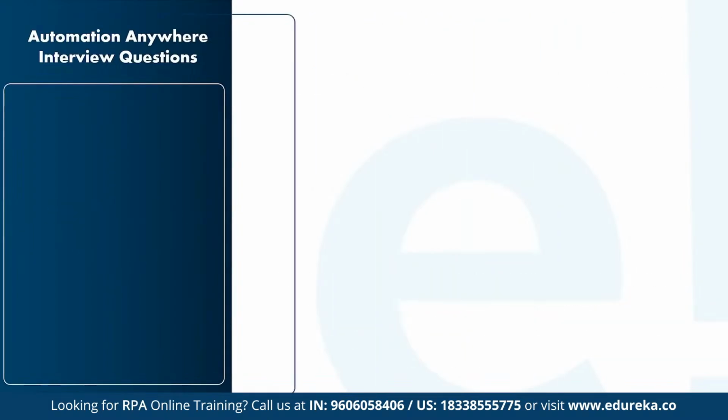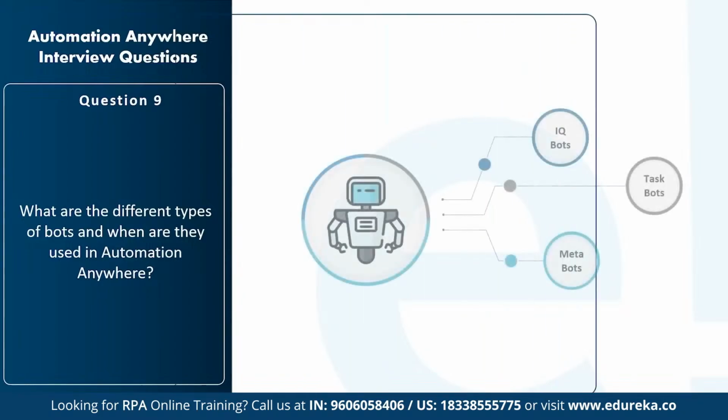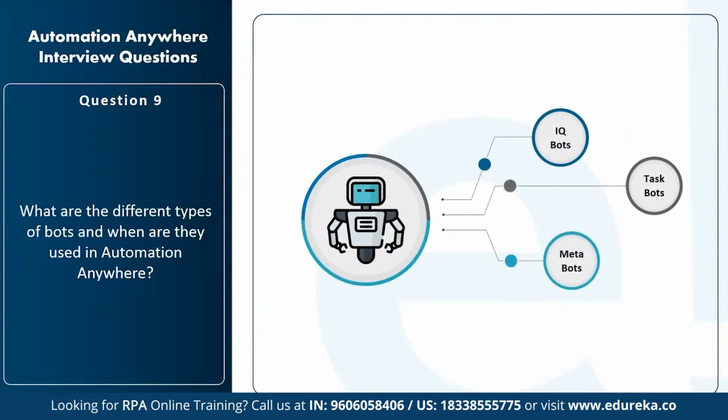Now let's move forward with our next question, that is, what are the different types of bots and when are they used in Automation Anywhere? There are mainly three different types of bots in Automation Anywhere, that is the IQ bots, the task bots, and the meta bots. Talking about the IQ bots first, the IQ bots allow the developers to add cognitive capabilities to the process. It uses cognitive capabilities to extract information from semi-structured and unstructured data and also detects patterns so that the next time the pattern is encountered, the bot already knows what exactly has to be done.